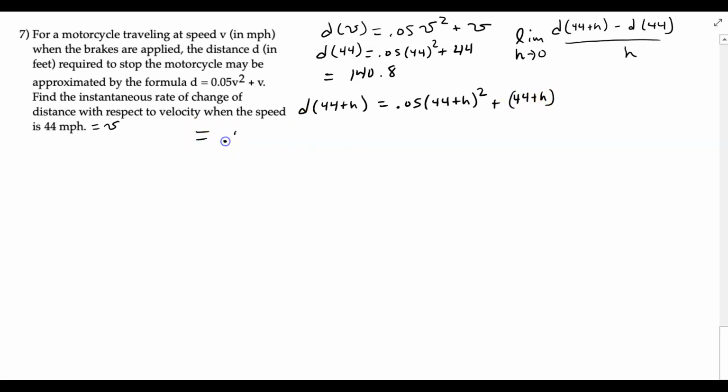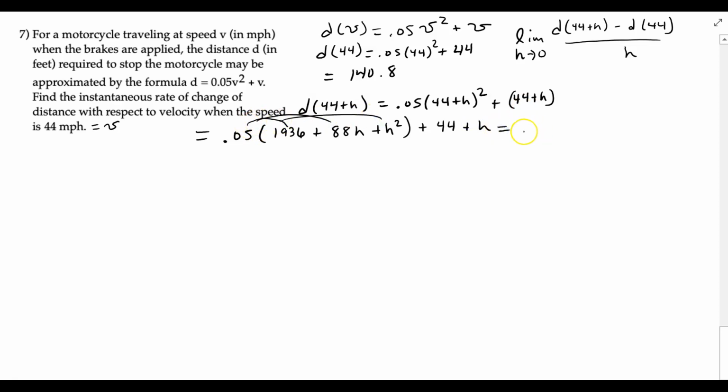I'm going to do the binomial expansion. It's not too much fun, unless you can square large numbers in your head. 44 squared is 1,936. Oh, I just did that in my head. Plus 2ab, 2 times 44 times h, 88h, plus h squared. We get something that looks like that, plus 44 plus h, and now I'm going to distribute.